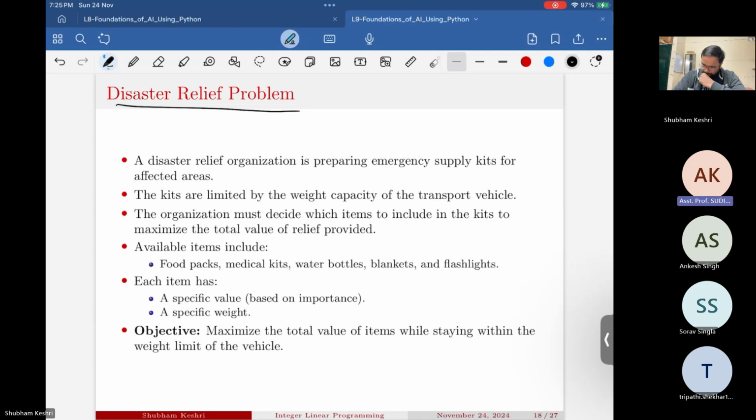It is like a knapsack problem, kind of. Yeah, knapsack problem. So I will give others a minute to read the problem.